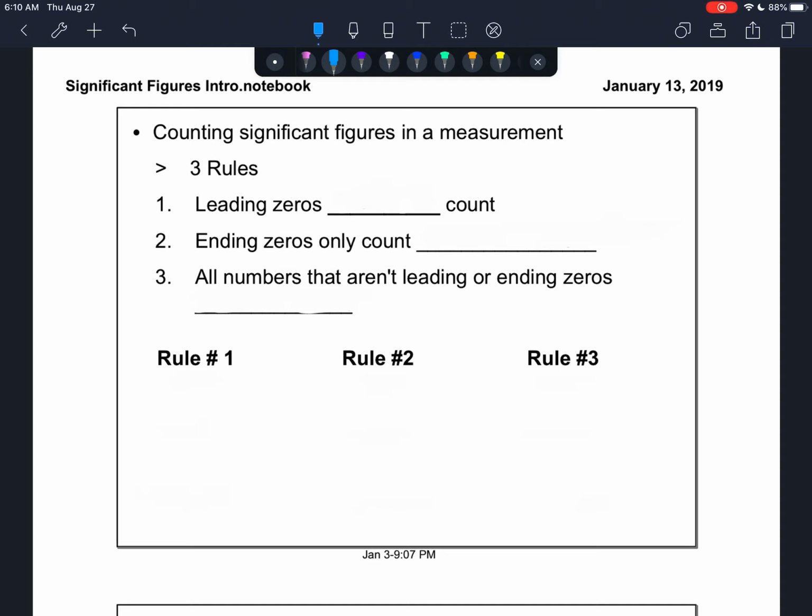When we're looking at a measurement, we can tell how precise it is by counting the number of significant figures. So we need to know how to correctly do that. There are 3 rules to counting significant figures. The first one is that leading zeros never count.